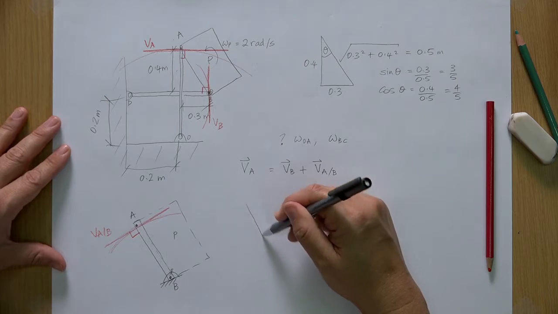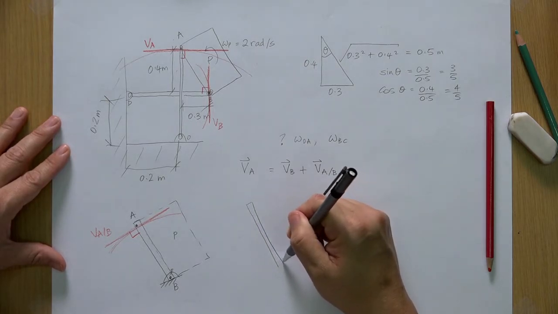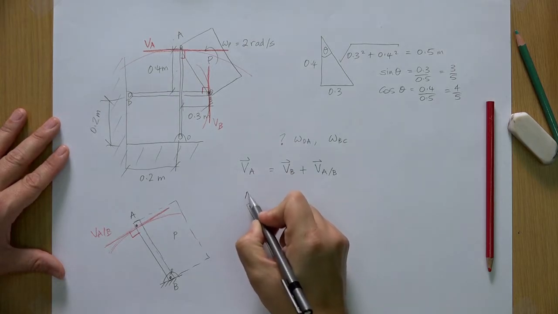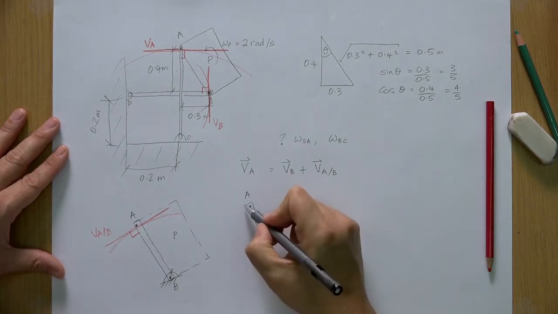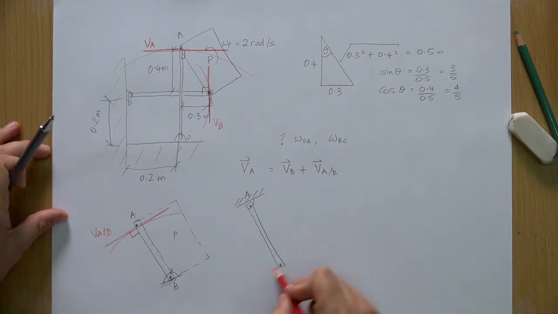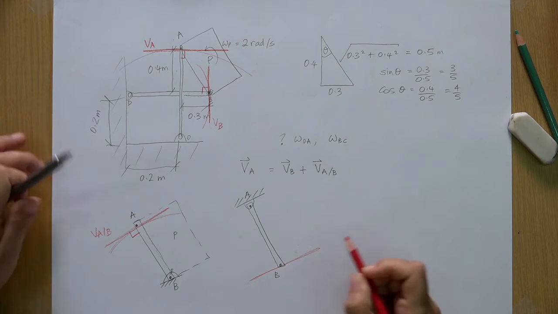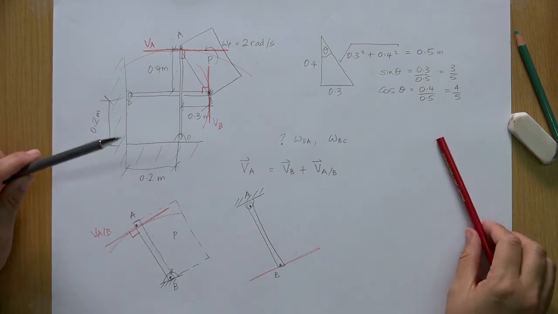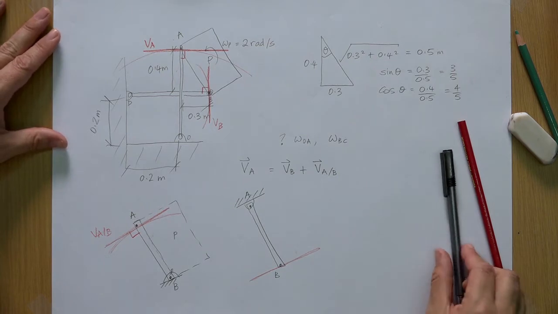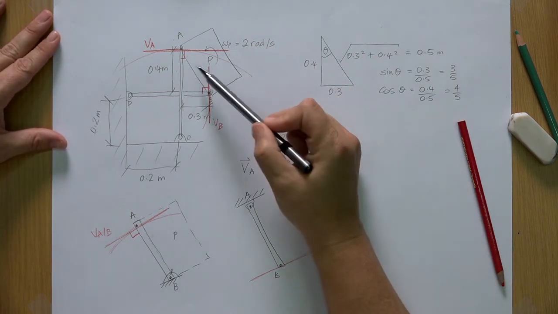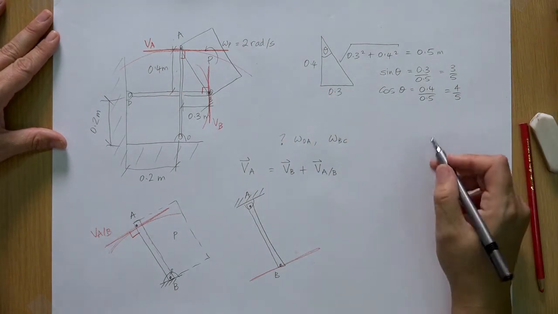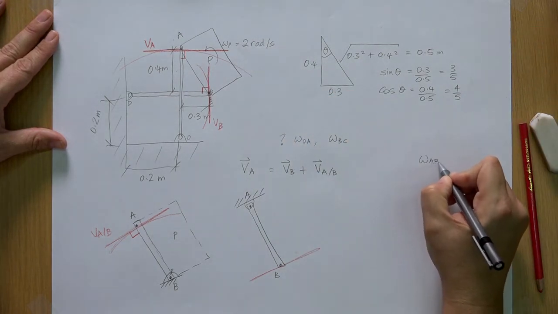Now notice that if I want V of B relative to A, then I will fix point A, and V of B relative to A will be in a circle around A. The second thing is that we know omega P. We've been told that the plate has an angular velocity of 2 radians per second. So what does that mean about omega AB?